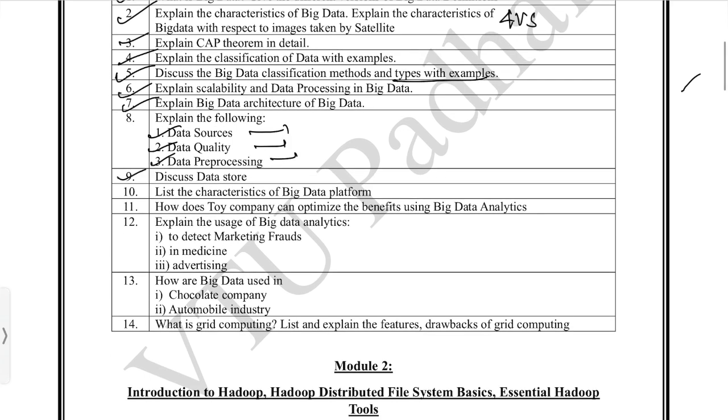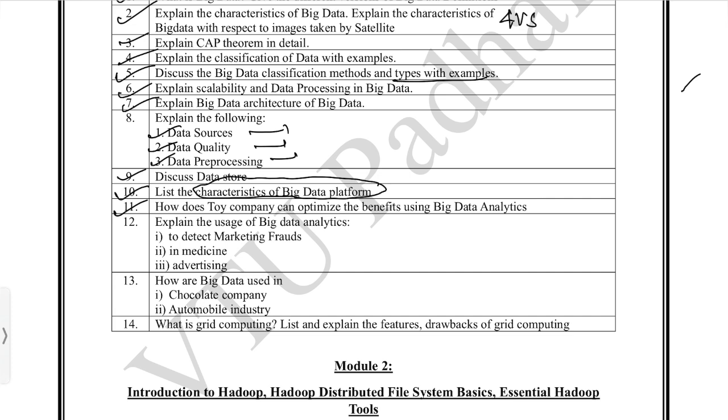Explain what is a data store, what are the characteristics of big data platform, one of the important questions. Next is a case study question which says how a toy company can optimize the benefits using big data analytics. Again, you have to mention how you are collecting the data based upon the customer feedback, and then one by one you are manufacturing it. What all steps are there, you have to explain in detail.